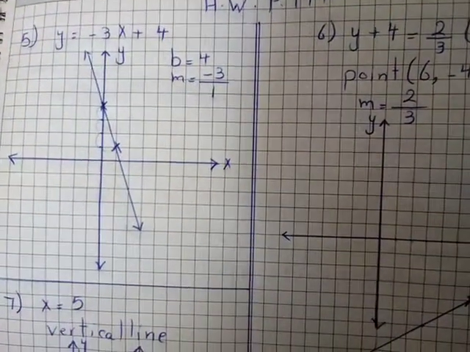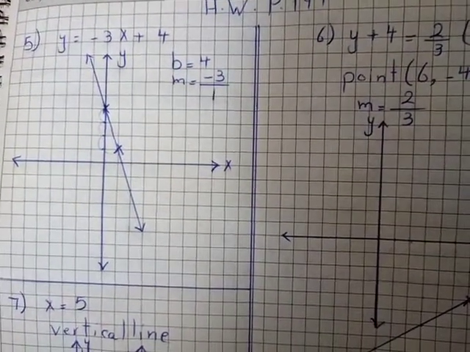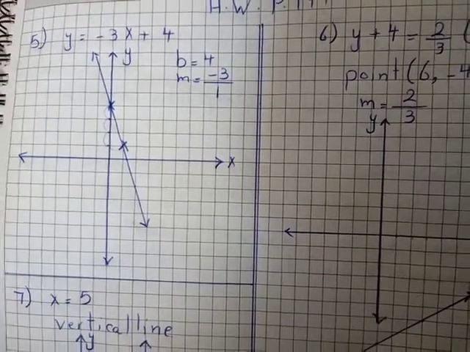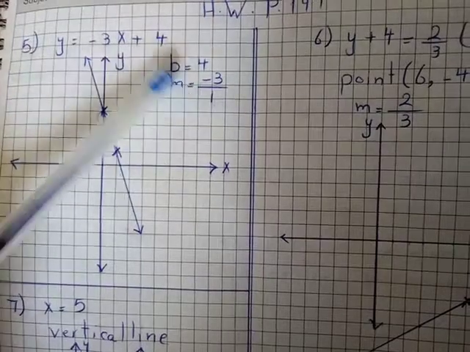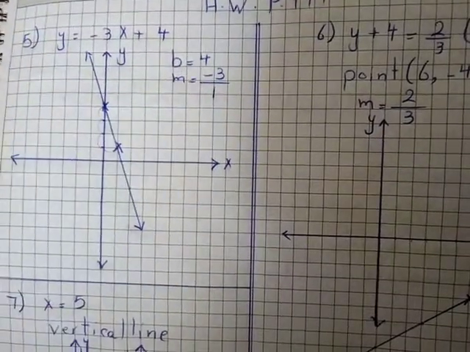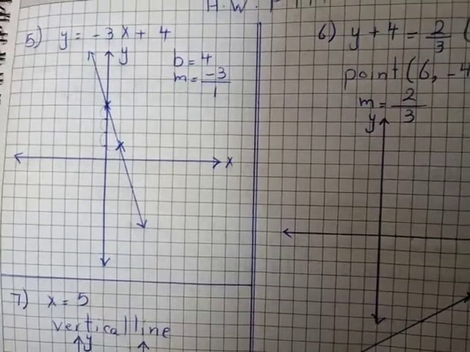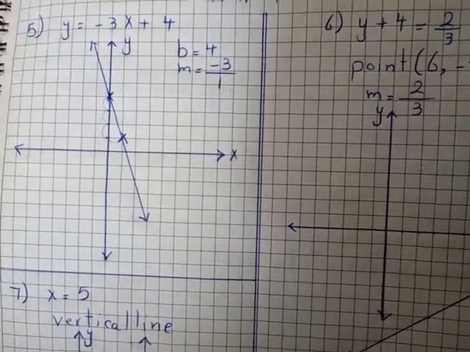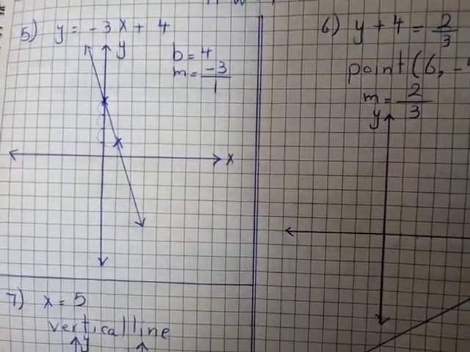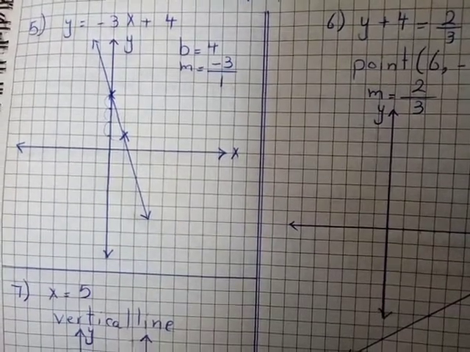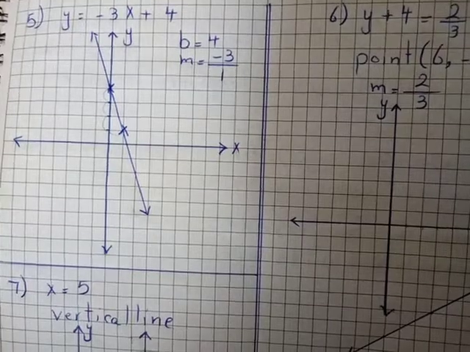If it's a whole number, the denominator is always equal to 1. So it will be negative 3 over 1. Why do we need to write the slope as a fraction? Because we need to get the rise and run, numerator and denominator. To graph any linear function, you need 2 points, or a point and slope.